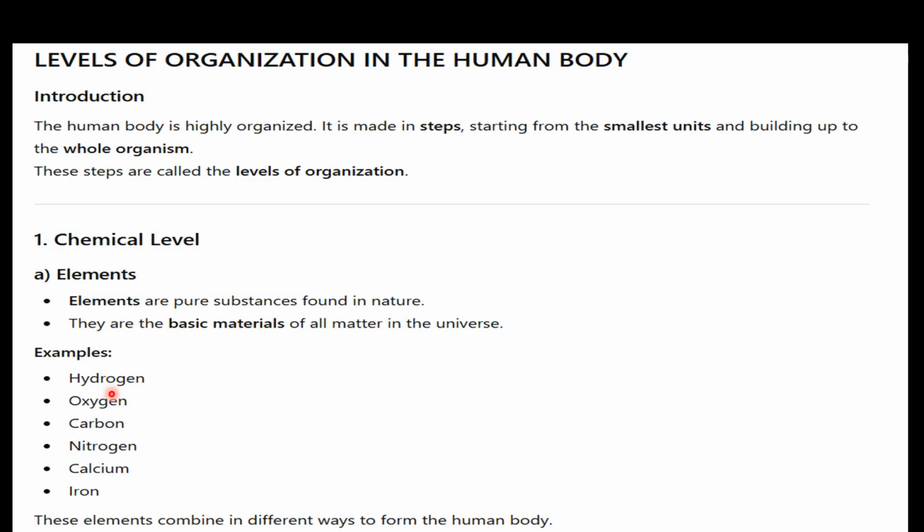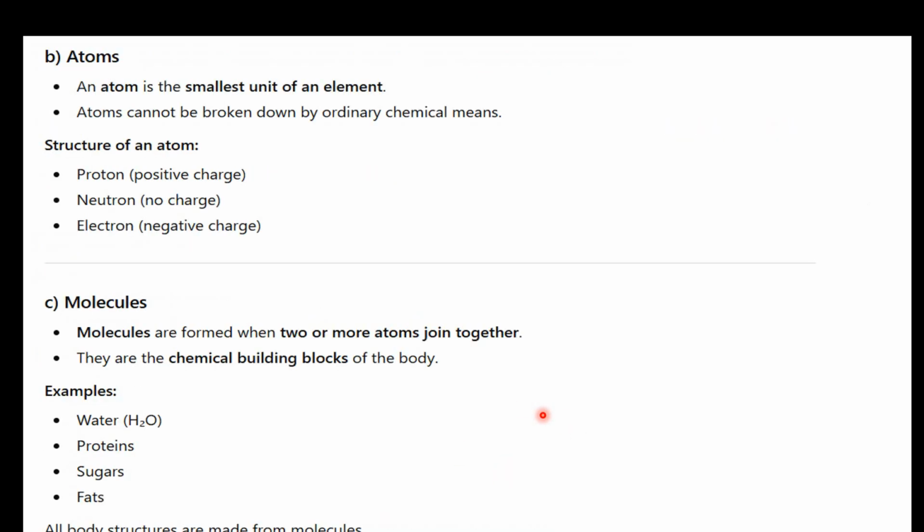Commonly used examples are hydrogen, oxygen, carbon, nitrogen, calcium, and iron. These are all elements, considered pure substances found in nature. These elements combine together in different ways to form the entire human body.